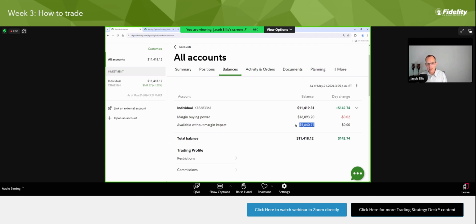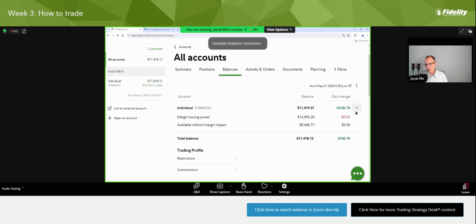Well, you can go ahead and say, all right, let's use available without margin impact. This is saying, let me play by the margin rules, which allow me to reuse my dollars repeatedly. And there's a few other benefits as well. But also, I don't want to borrow any money. I don't want to pay any interest. That's the number you're going to take a look at. Available to trade without margin impact.